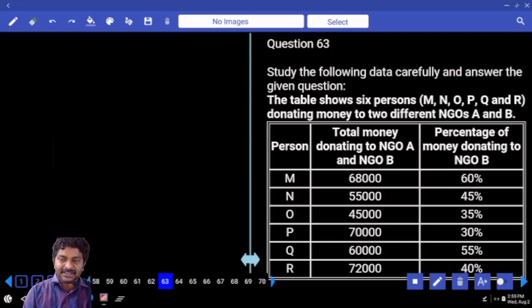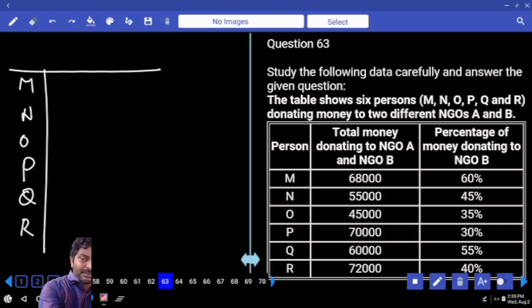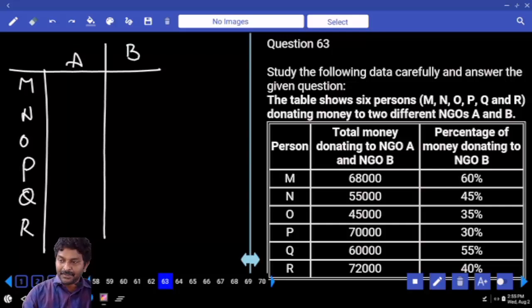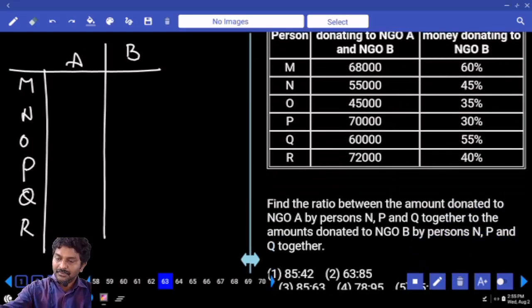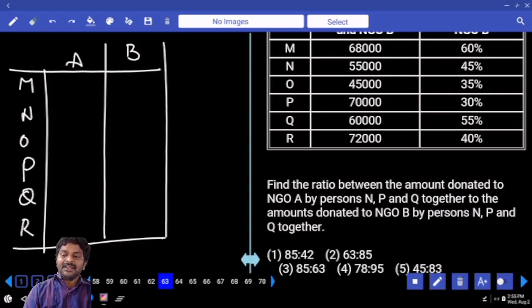First you need to prepare the table, right? M, N, O, P, Q, R. We were given sum between NGO A and then B. NGO B value is already there. Percentage, right? If it is 60%, 40% goes to A only. So we'll keep this table here and we'll try to calculate whenever values are required. Is that okay? Okay.